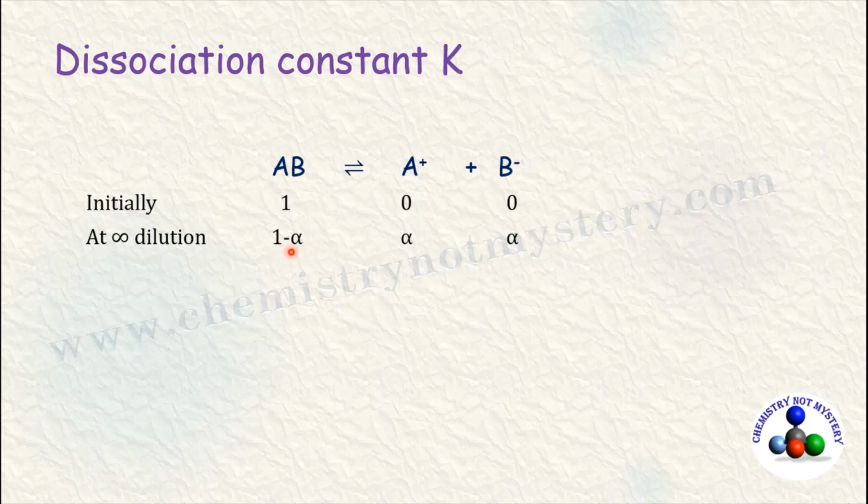When you divide the number of moles by volume, you will get concentration. So the concentration of AB will be equal to 1 minus alpha over V, and the concentration of A plus ion will be alpha over V, and it is also equal to concentration of B negative ion, alpha over V.